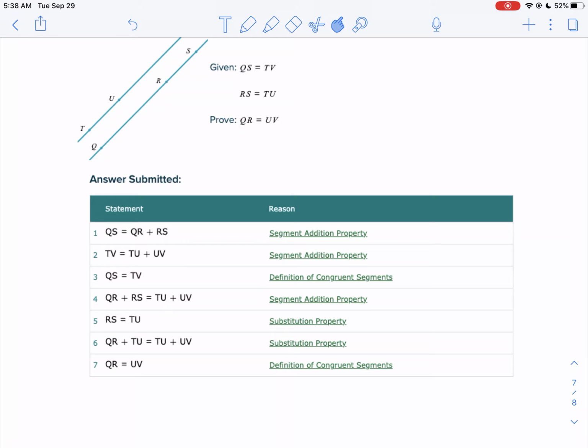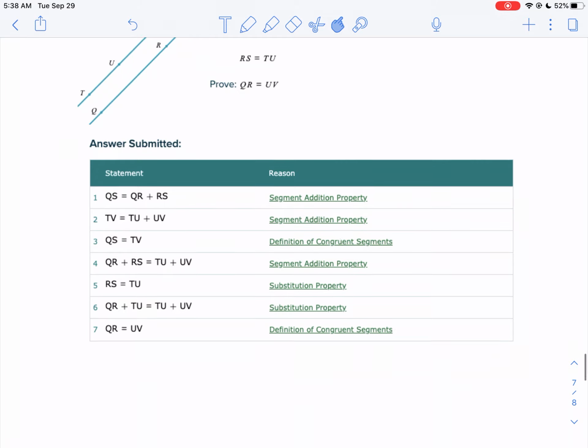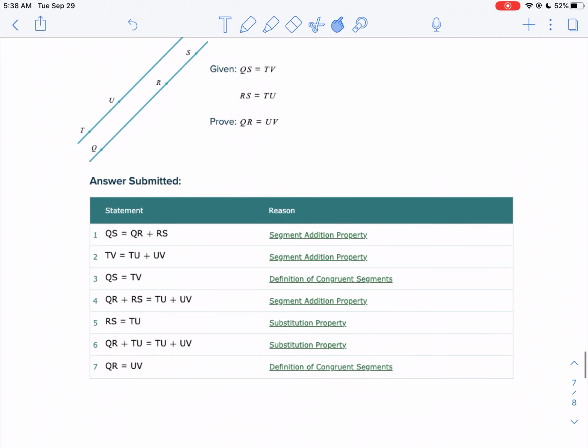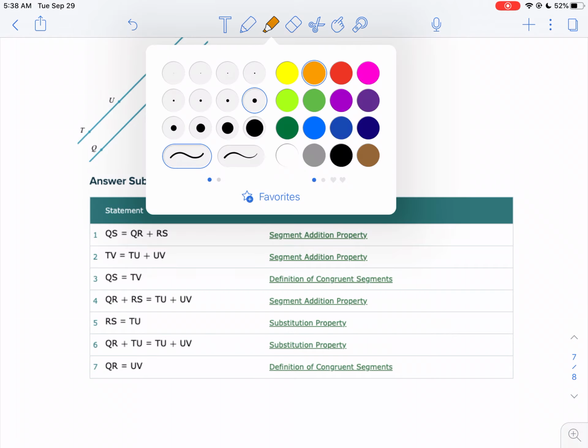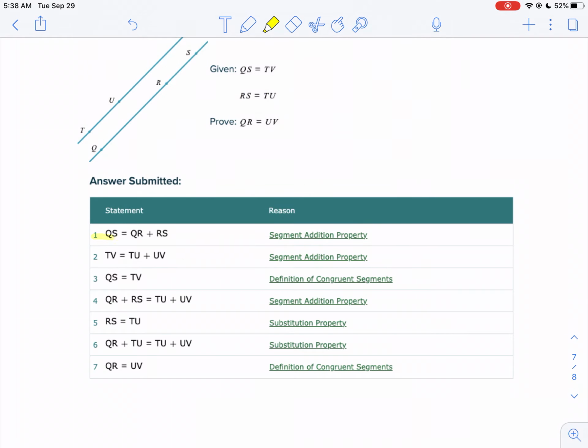Okay, I think this is the last problem we're going to do together, and you actually got part of this right. Let's talk about what's right and what's changed. And you're going to be mad at yourself, I'm pretty sure. Start first off, QS equals QR plus RS, segment addition property. Perfect. That's exactly right. Okay, that one's good. TV equals TU plus UV. Segment addition property again. Now the third one. QS equals TV. That's not definition congruent segments.